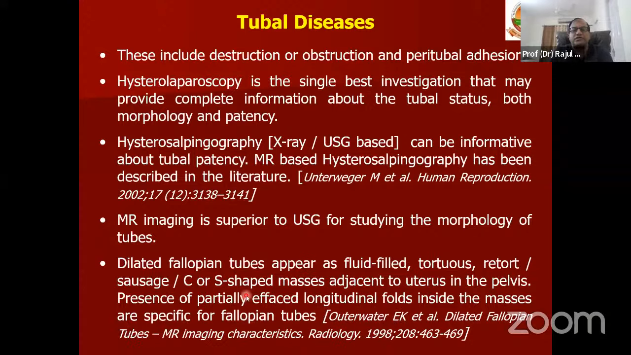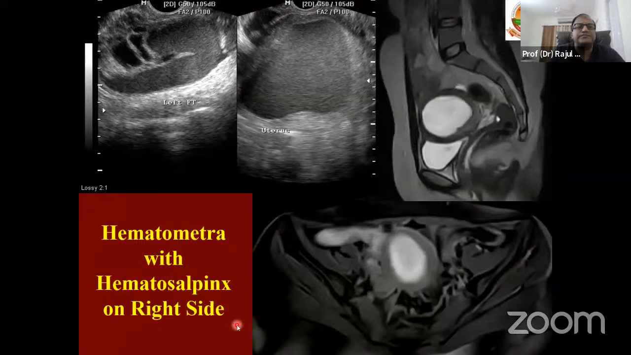So whenever we are seeing some longitudinal fluid-filled structures in the pelvis, to differentiate them from bowel loops, we can use the partially effaced longitudinal folds. In the bowel loops, the folds will be symmetric on both sides of the wall, whereas this is not the case in the fallopian tubes.